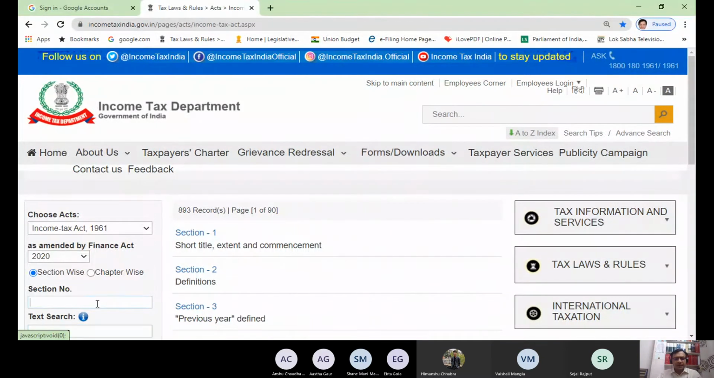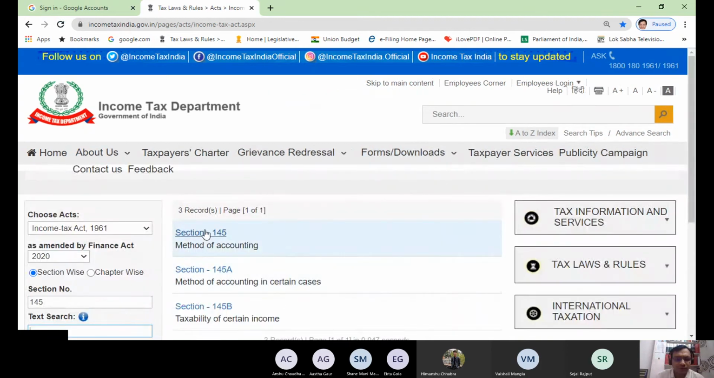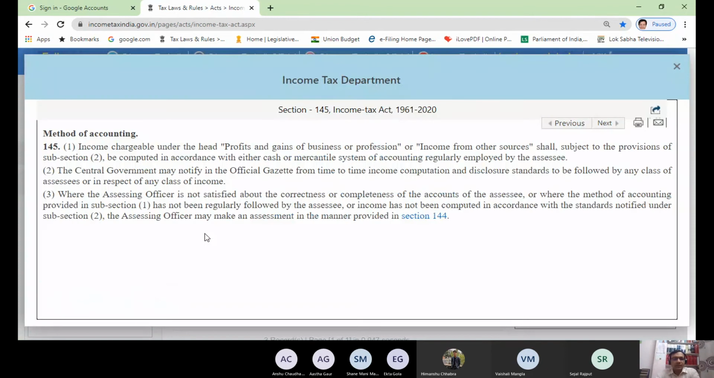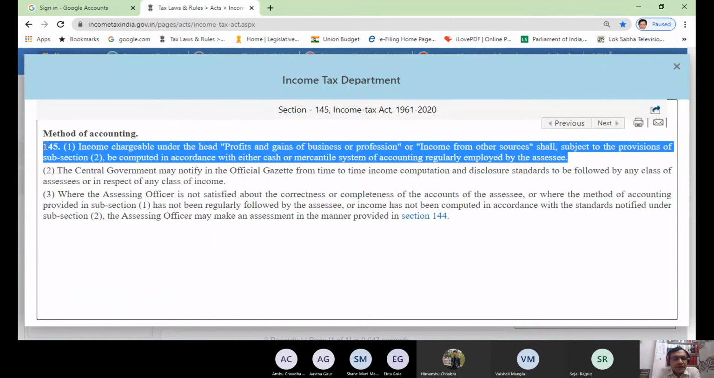Now within PGBP, let me discuss section 145. Section 145, method of accounting, and see what is written. 145 subsection 1: Income chargeable under the head PGBP or income from other sources shall, subject to the provisions of subsection 2, be computed in accordance with either cash or mercantile system of accounting regularly employed by the assessee.